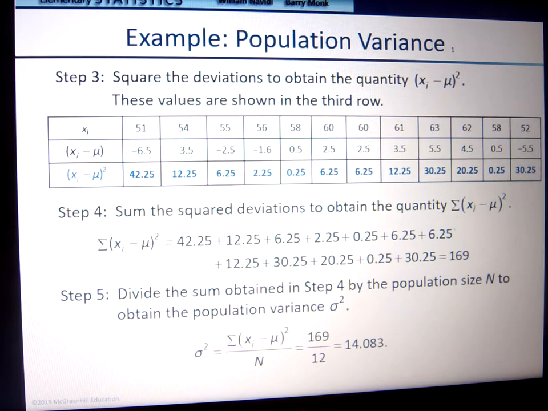So our population variance here is 14.083. Notice we have 0.83 once again up here. When we squared it, we had 2 places past the decimal, so we make this one 3 places past the decimal.